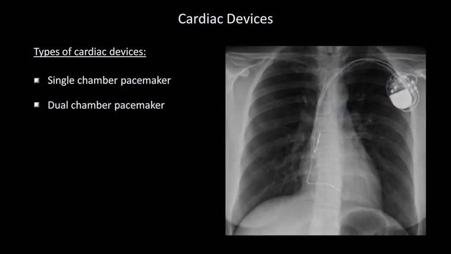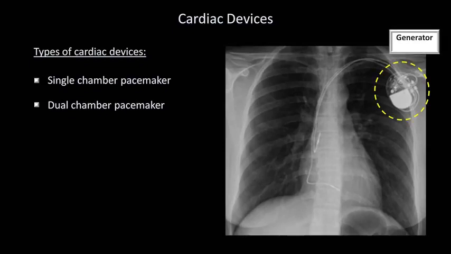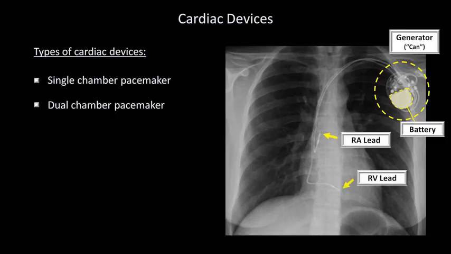I'll review the 3 key components. First, there is the big thing up near the shoulder. This is formally called the generator, but occasionally referred to as the can by cardiologists. The relatively large and homogeneous structure within is the battery. The wires going from the generator to the heart are called leads. In this case, one goes to the right atrium and the other to the right ventricle.